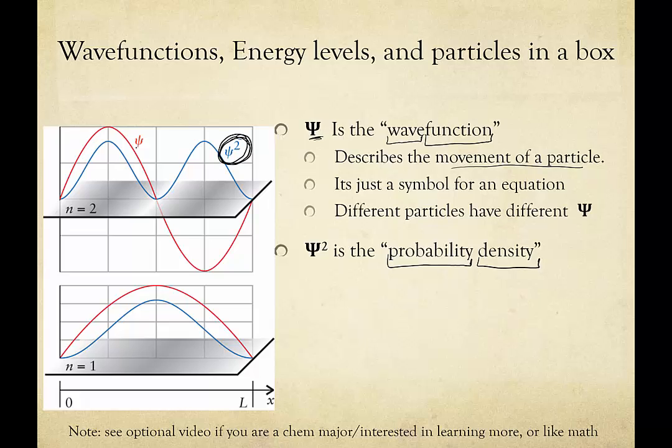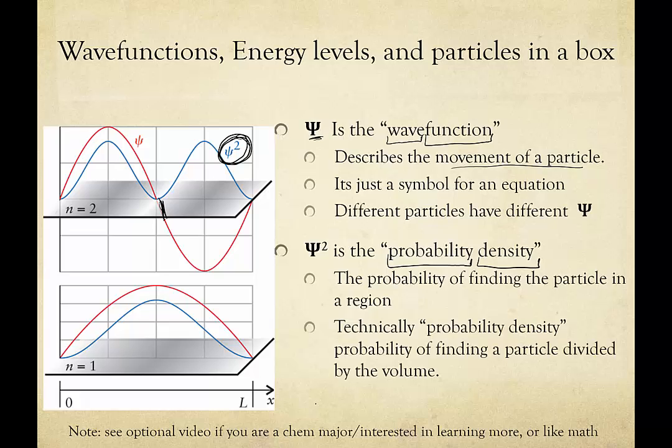It is just whatever psi was, the red line, squared. Now, it's a probability, so it's always going to be positive. And you can see that that's true because once the wave function becomes negative, when you square it, it's now positive. And so psi squared, wherever your 0 is, will always be positive. It gives us the probability of finding the particle within a region. And from a technicality standpoint, it's the probability of finding a particle divided by the volume, but we're not going to worry about that either.